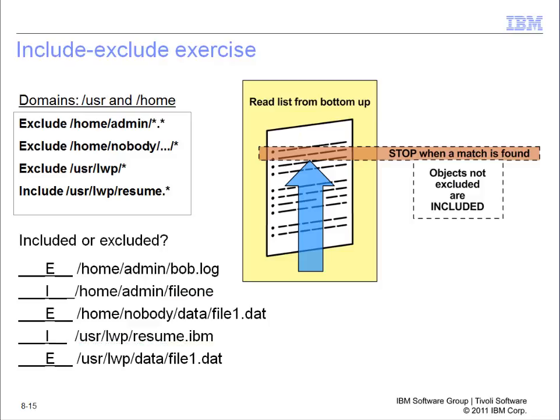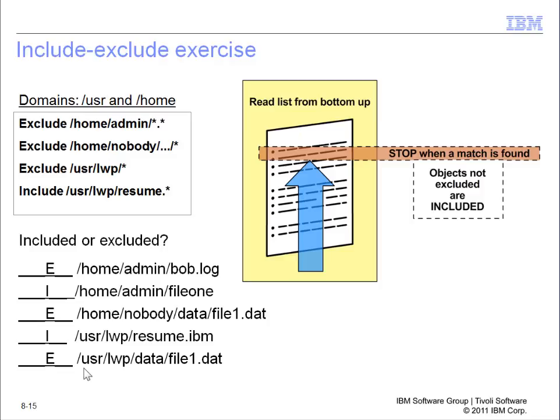Is this the result you got? Let's review it. /home/admin/bob.log matches our rule 1 up here. Next, home admin file 1 is going to be included by default. It's not excluded. Third, home nobody data file 1.dat excluded because it matches line 2. /user/LWP/resume.ibm is included. It matches line 4.